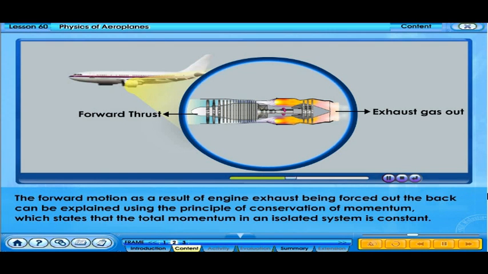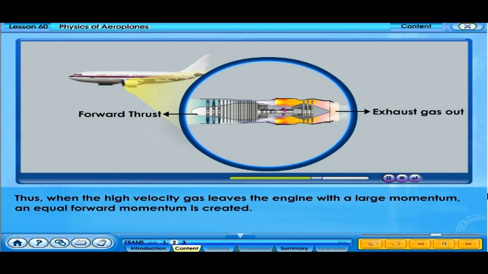The forward motion as a result of engine exhaust being forced out the back can be explained using the principle of conservation of momentum, which states that the total momentum in an isolated system is constant. Thus, when the high-velocity gas creates a backward momentum, an equal forward momentum is created.